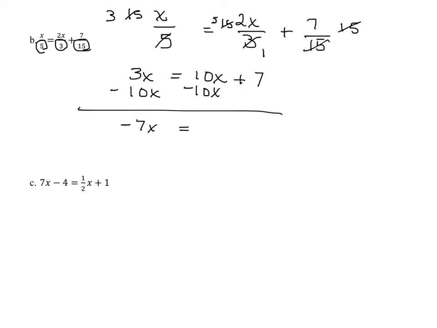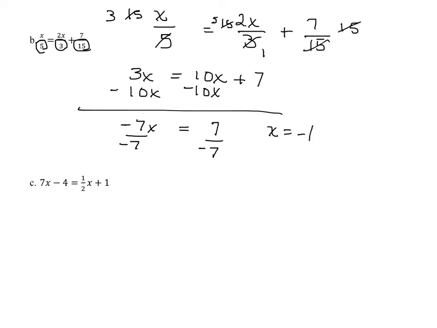So I have 3 x's, I owe you 10. That means I still owe you 7 x's. Divide through by a negative 7 here. So x is equal to negative 1. Not bad. So what ends up happening is once you clear the fractions, you are golden. It's reversed back to what you did before.